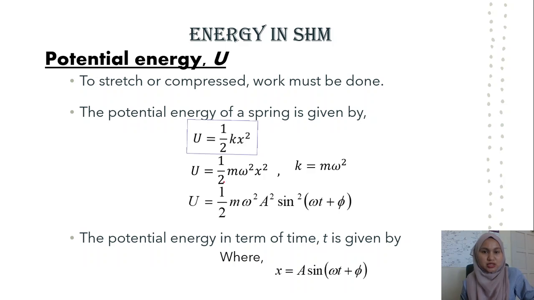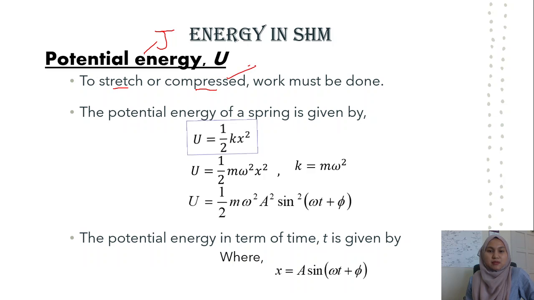Let's have a look at the energy in simple harmonic motion. First of all, we're going to look at potential energy, represented by U. The unit is the joule. The potential energy that you learned in part 1 was related to height, but in simple harmonic motion, the potential energy is represented by the stretch or compression of the spring, meaning the displacement of the spring. Whether the spring is stretched or compressed, work must be done.